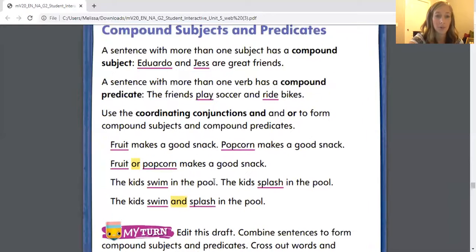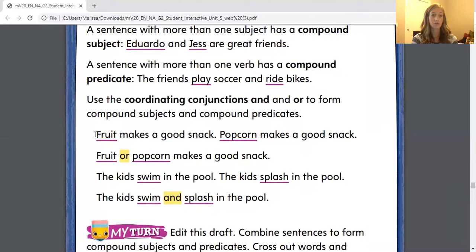So let's take a look at a couple more examples. Fruit makes a good snack. Popcorn makes a good snack. Instead of saying makes a good snack twice in two separate sentences, we say fruit or popcorn makes a good snack. Another example using the conjunction and: instead of saying the kids swim in the pool, the kids splash in the pool, we can combine those two verbs, swim and splash, by using the word and. The kids swim and splash in the pool.